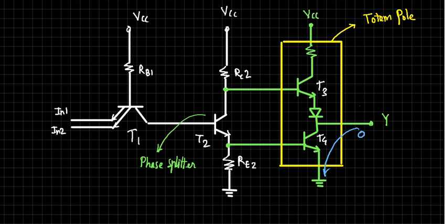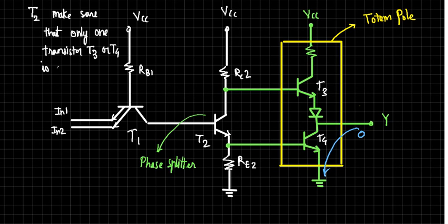Let me write that. T2 makes sure that only one transistor, T3 or T4, is active at a time. So this is the role of T2.